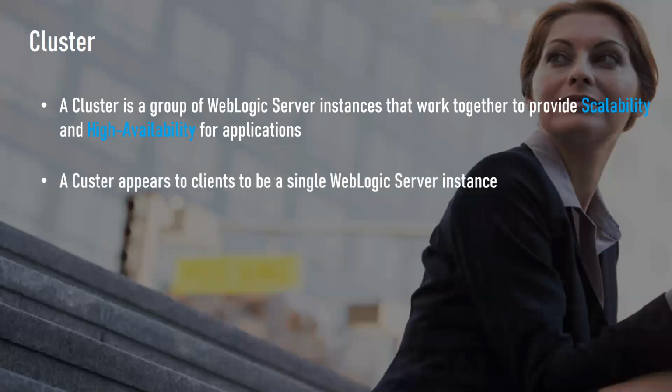The cluster appears to the client to be a single WebLogic server instance. So when the client accesses an application, the client doesn't bother about how many managed servers are in the backend, or where my applications are running. If you have a cluster with 4 or 5, 20 or 1,000 managed servers where the same applications are running, it appears to the client as a single instance, right? Because they access the application from the front end. So really they don't bother about which managed server the requests are getting processed from.